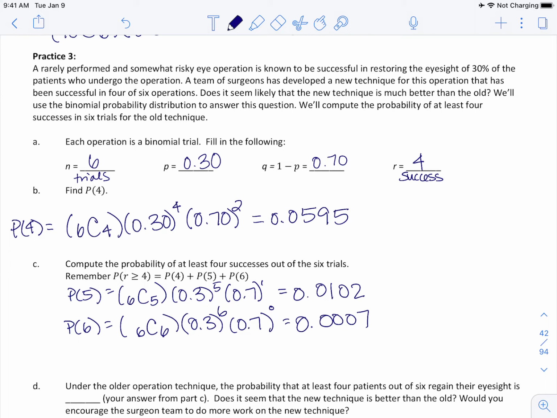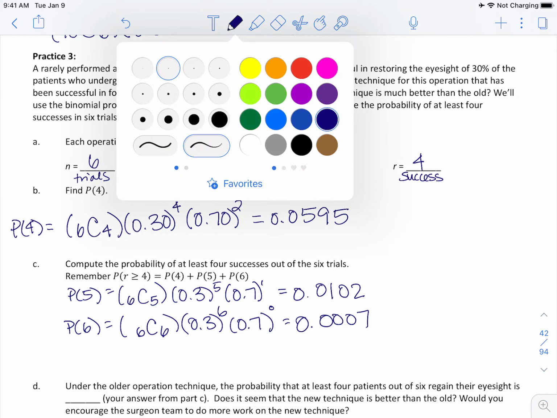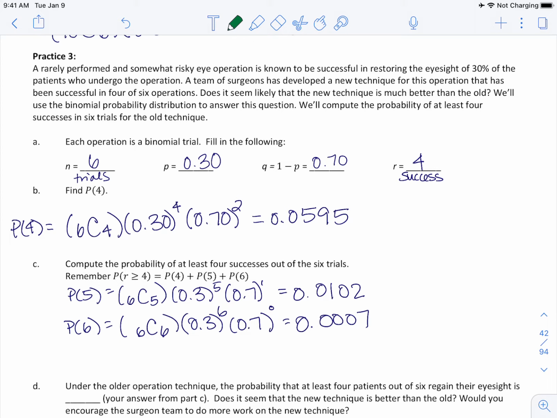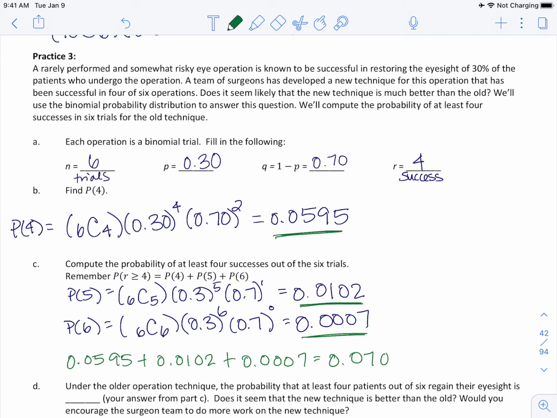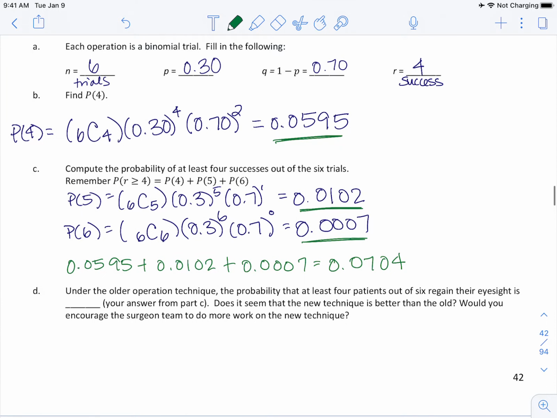So if I want the probability that R is greater than or equal to 4, we're going to add these three together. So 4, 5, and 6. So you have 0.0595 plus 0.0102 plus 0.0007. And this will give us 0.0704. So under the older operation technique, the probability that at least 4 patients out of 6 regain their eyesight is 0.0704.